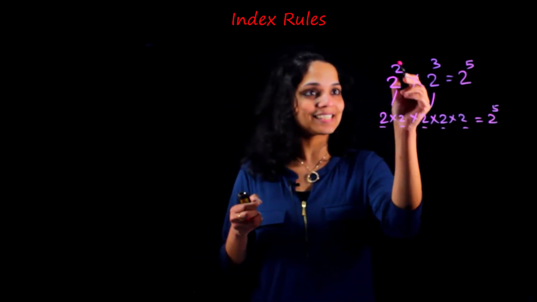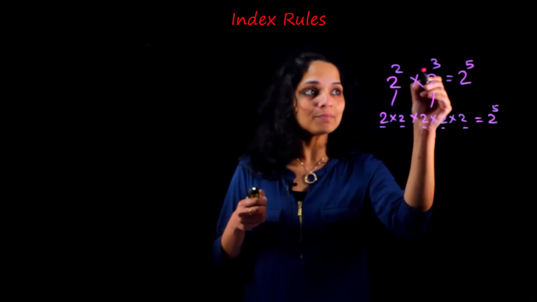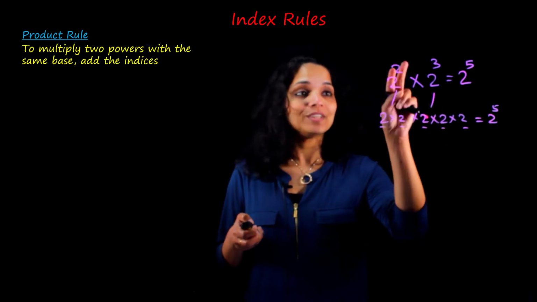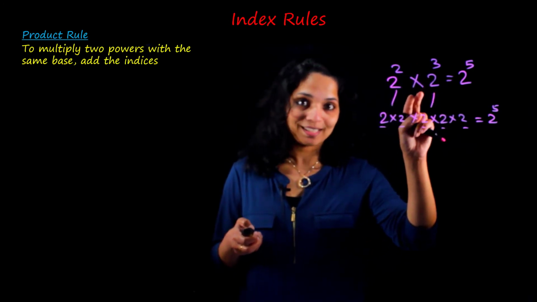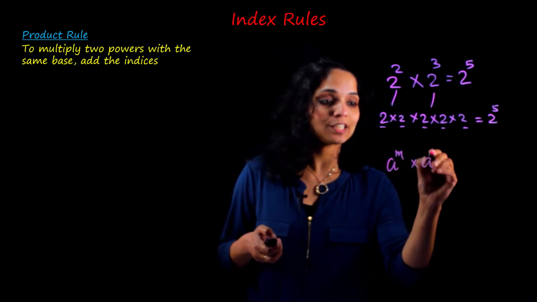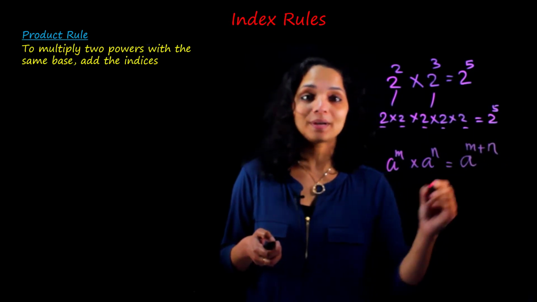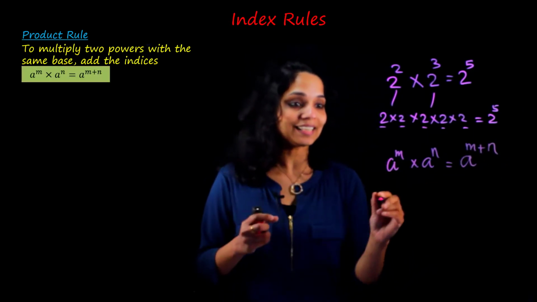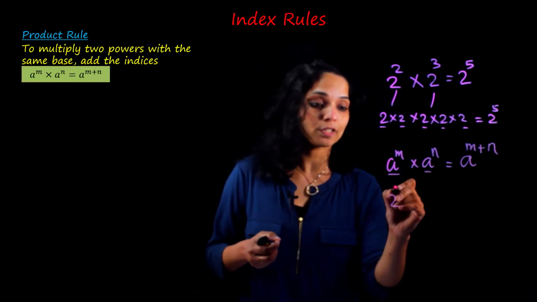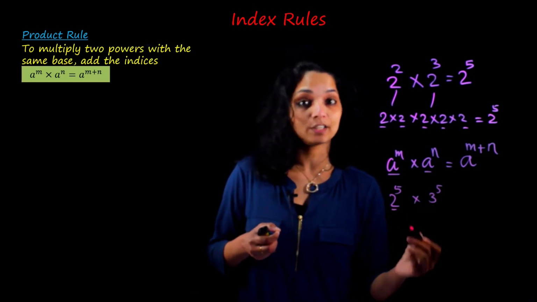Notice these exponents carefully. 2 and 3, if you add them, you get 5. So to multiply two powers, we simply need to add the exponents. In general, if you have 8 to the power m times 8 to the power n, the answer is 8 to the power m plus n. The only thing is the base should be the same. You cannot multiply 2 to the power 5 with 3 to the power 5 because these bases are not the same.